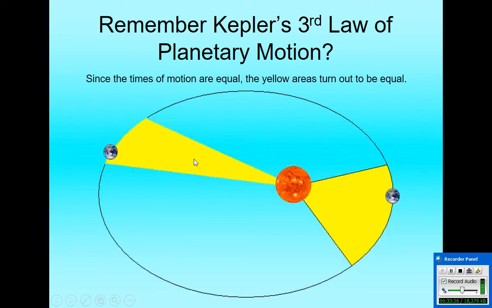Finally, I want to revisit Kepler's third law of planetary motion. Remember Kepler's laws: the planets orbit the sun in elliptical orbits, and the square of the period is proportional to the cube of the distance. Well, this one here sweeps out equal areas in equal times, and this is actually conservation of angular momentum.